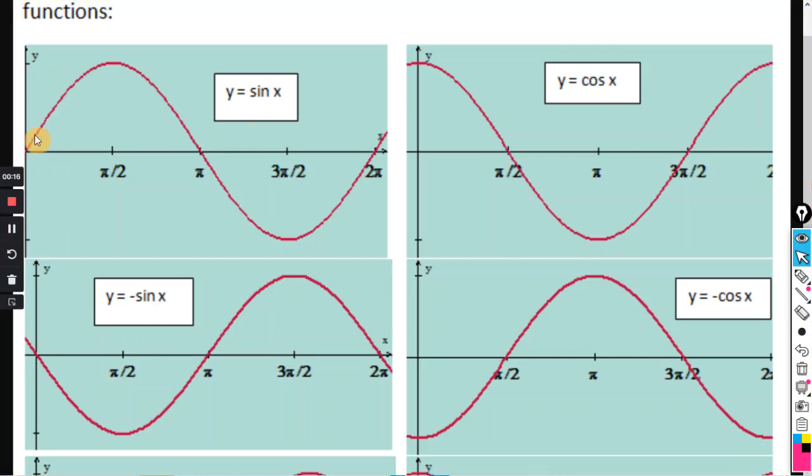Right here, this is the shape of y equals sine of x. And down here, this is y equals negative sine of x. This one here is y equals cosine of x. And this one here is y equals negative cosine of x. So we're going to start each equation by choosing from one of these four graphs.